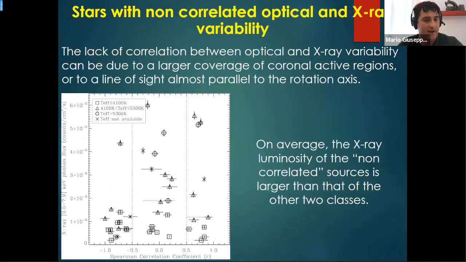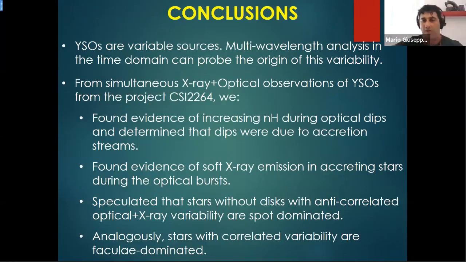So I ran out of time. So I just want to leave you with a conclusion. I hope that I convince you that studies in the time domain, in the multi-wavelength regime, combining optical, X-ray, and other wavelengths, is very powerful to probe properties of the young stellar objects that otherwise are quite difficult to study.